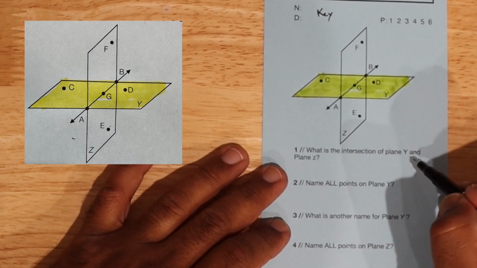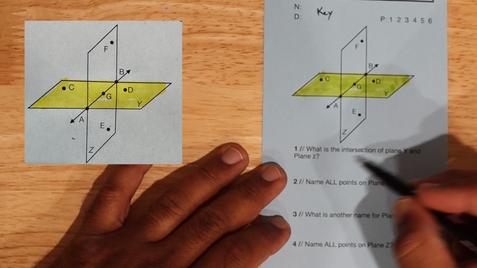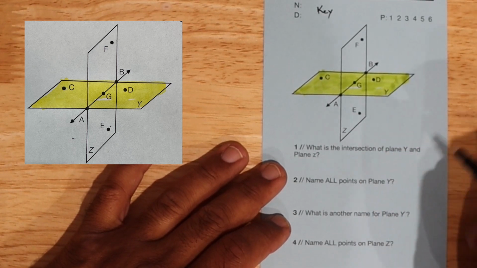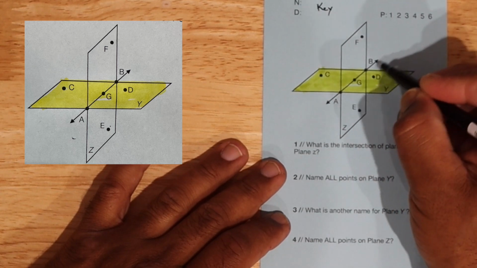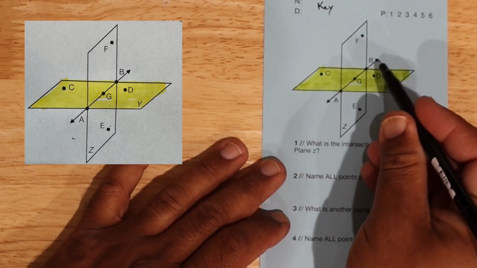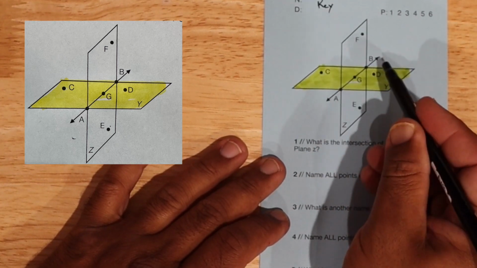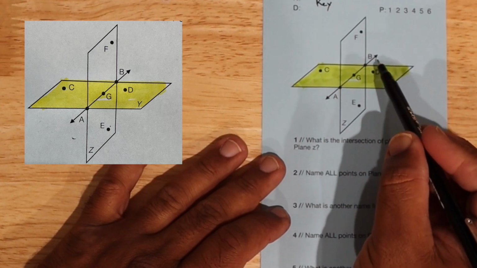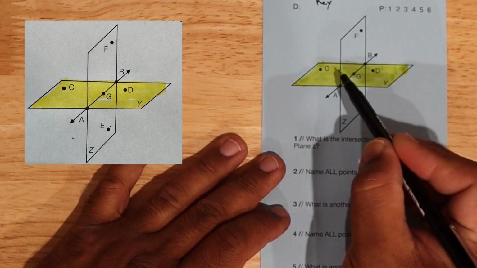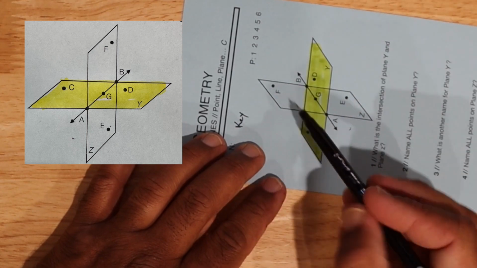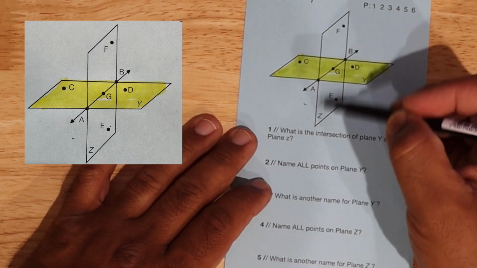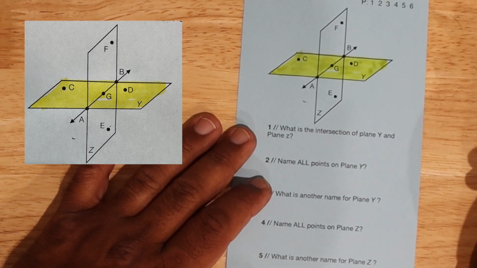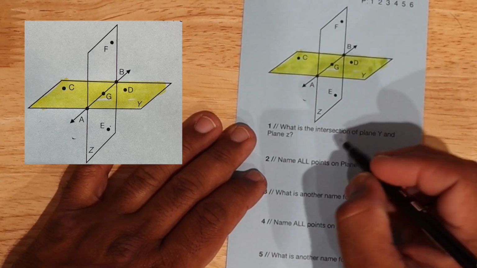So what's the intersection of plane Y and plane Z? Anytime you have two planes that intersect, it's going to be a line. And right through the middle of this right here is that line. That line AB or AG or GB are on that yellow plane, and it's also on this other plane, Z. So vertical here, and then that horizontal one. So what's the intersection?